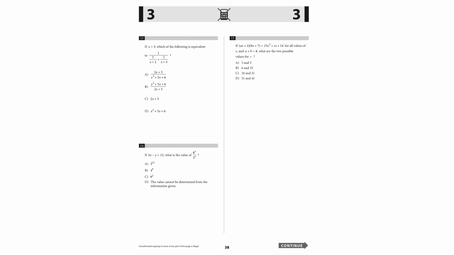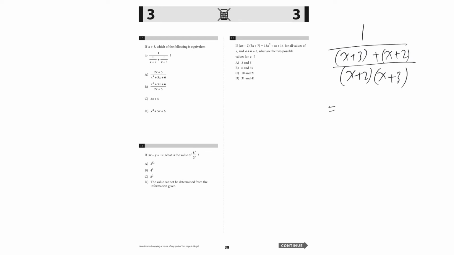If x is greater than 3, which of the following is equivalent to that? So this is simply rearranging equations. I'm going to do it off to the side here. So I'm going to multiply. I'm going to put this as the common denominator and multiply. So basically I'm multiplying the first fraction by x plus 3 over x plus 3, and the second fraction by x plus 2 over x plus 2, like so.